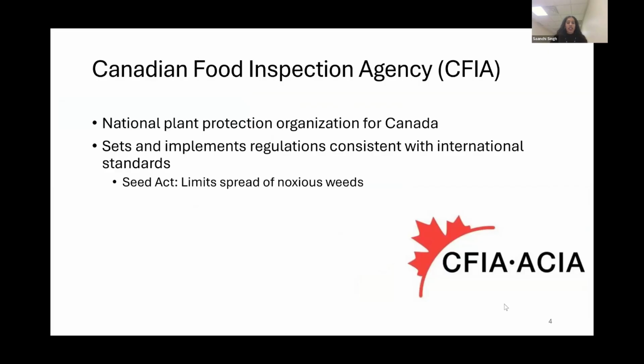So the CFIA is Canada's national plant protection agency that ensures that all seeds sold and exported in Canada comply with international standards. The CFIA is responsible for regulating the spread of noxious weeds, and these are weeds that are regulated through the Seed Act. And for a plant to be considered for regulation, risk assessments are performed to identify a plant's ability to spread and establish populations and its risk to Canadian agriculture or ecosystems or human activities.